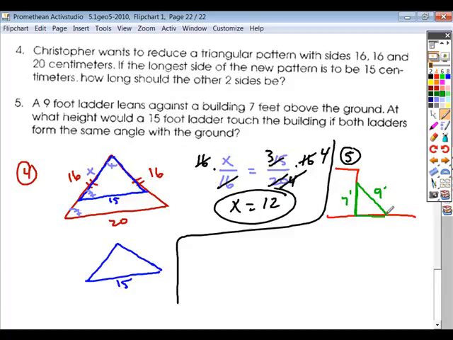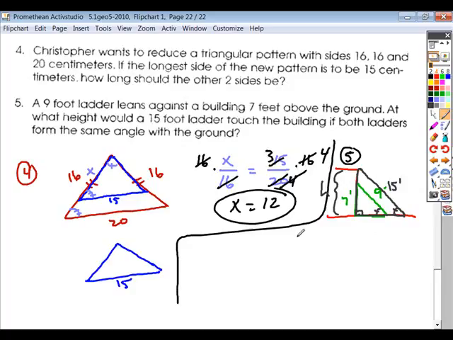Okay, and what it asks is, what height would a 15-foot ladder touch the building if both ladders form the same angle with the ground? So again, we can take this as another example, in this case a 15-foot ladder, and we want to find what is its height. How high up is it? Okay, and so you have these, again, two similar triangles. They both have this right angle formed with the building. They both have a pair of corresponding angles, parallel lines, that are equal. So you're looking at two similar triangles.